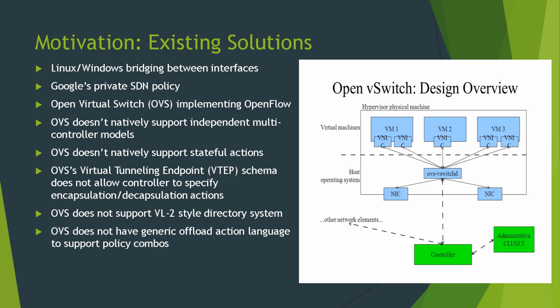And last, the current OVS does not have a generic offload action language to support policy combos such as a NAT plus a VL2 style encap system. This would violate the 6th goal that Microsoft had for their virtual switch, which was to offload full policies without requiring hardware to support complex multi-table lookups required in the original policy. Because of this, Microsoft ultimately decided that, hey, we need our own vSwitch in order to accomplish our goals.